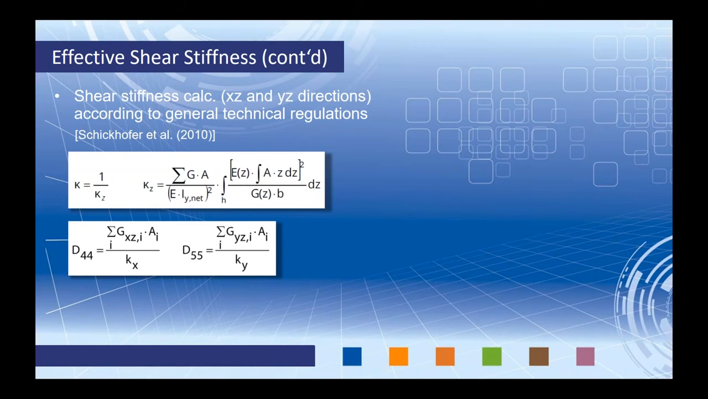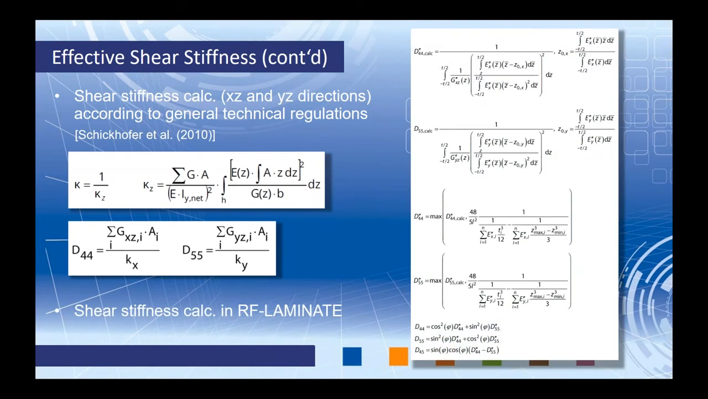Now, within RF-LAMINATE, here are the complex equations that go into calculating D44 and D55. So this is how the module is calculating those stiffnesses. Now, this is all within our help manual within RF-LAMINATE, so you do have access to all these equations and the theory behind the module.